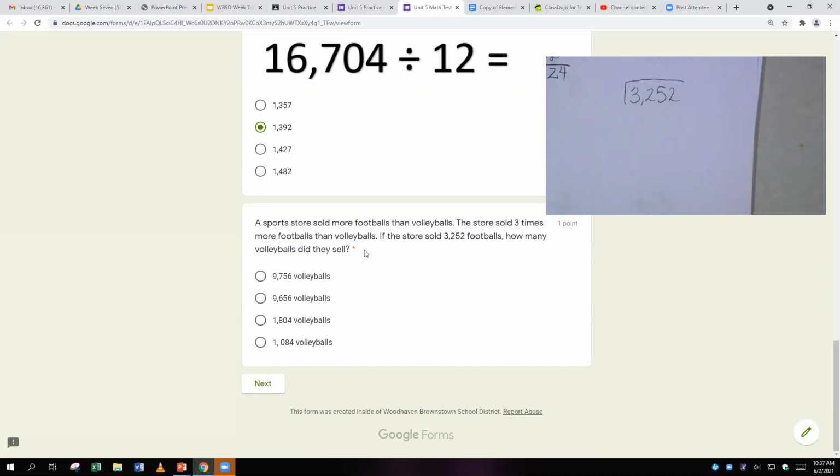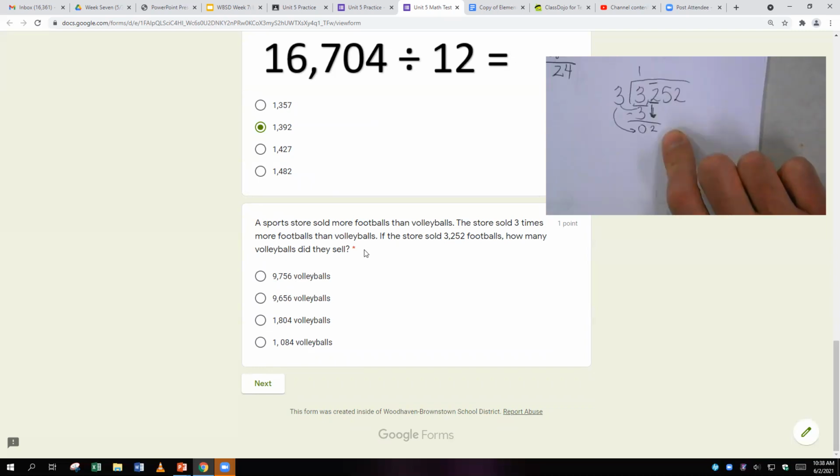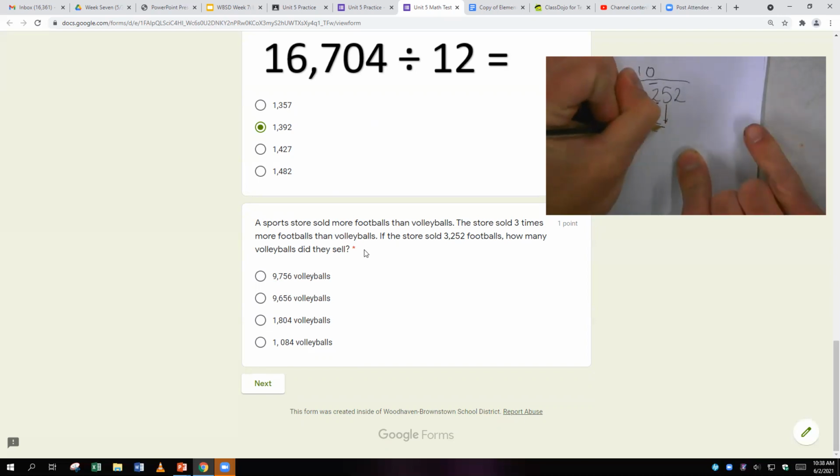3,252 divided by 3. How many 3s are in 3? 1. What's left over? Nada. This is where a lot of people get confused. They don't know when to put that 0 up here, but look, I brought down the 2. That means we're working now with hundreds. There's only 2 of them. You can't make groups of 3 with 2. So therefore, you literally put 0. Now you can bring down the next number to hang out with it.